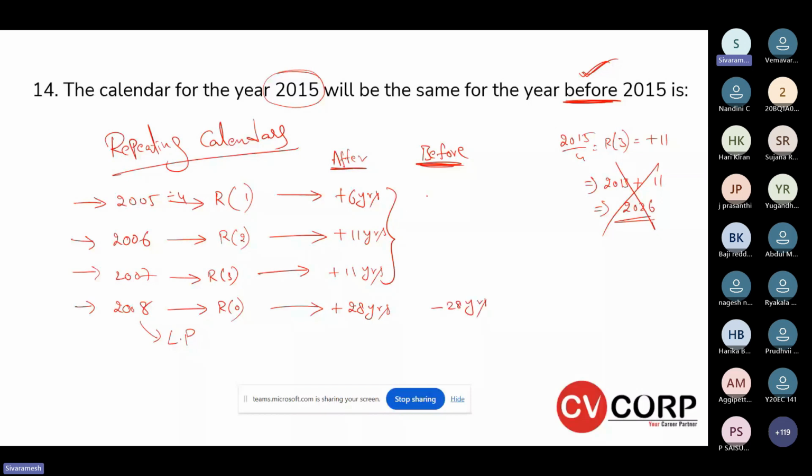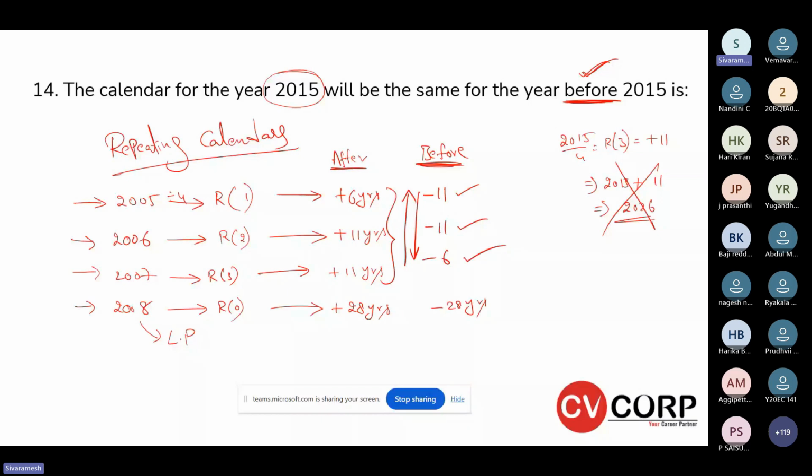6, 11, 11 will be taken as 11, 11, 6. The order will get reversed. So if it is remainder 1 and they are asking about before, you should take minus 11. If it is remainder 2, asking about before, you should take minus 11. If it is remainder 3, talking about before, you should take minus 6.